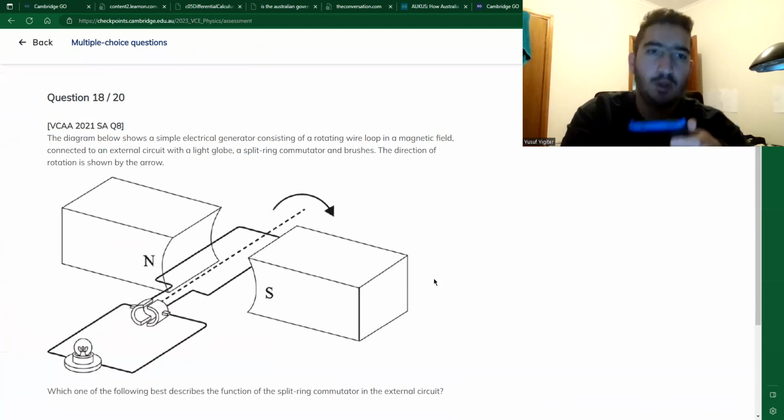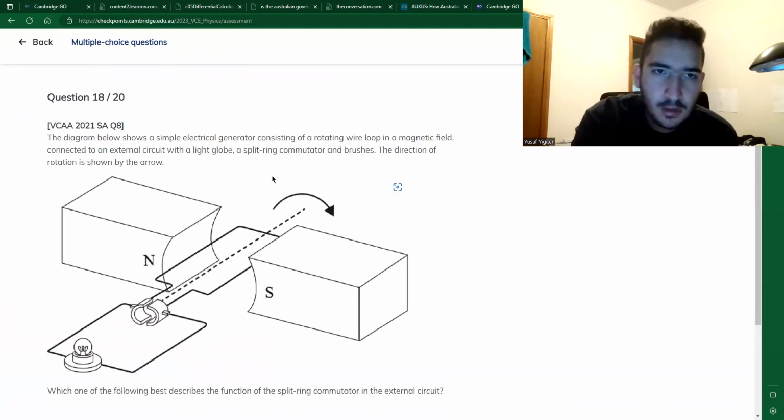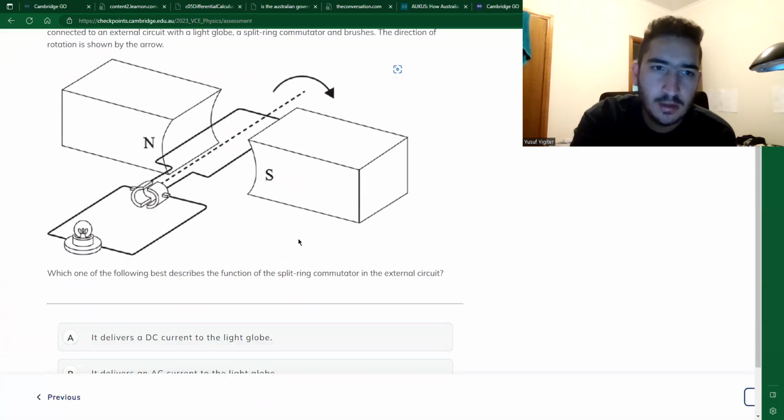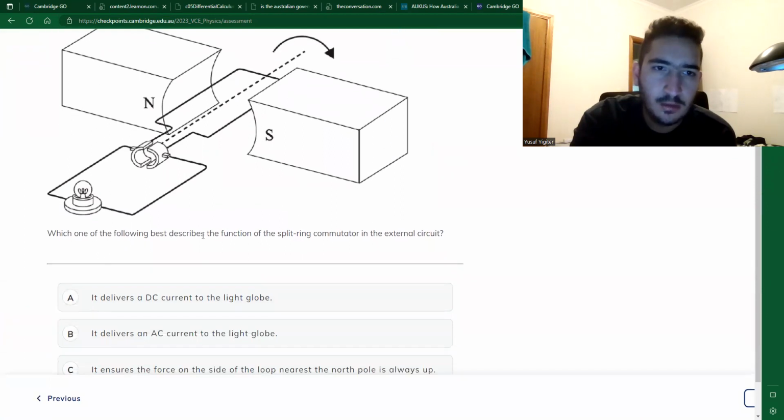All right. The diagram below shows a simple electrical generator consisting of a rotating wire loop and a magnetic field connected to an external circuit. Split ring. The direction of rotation is the arrow, so it's clockwise. It's a split ring. Which one of the following best describes the function of the split ring?